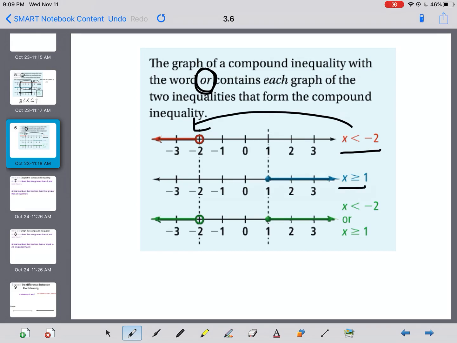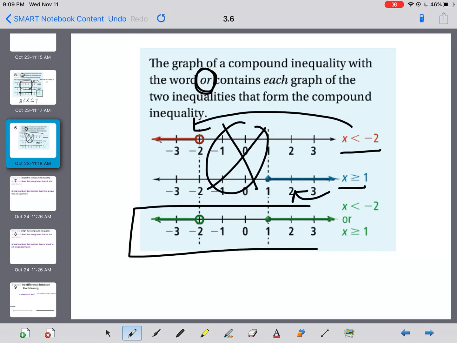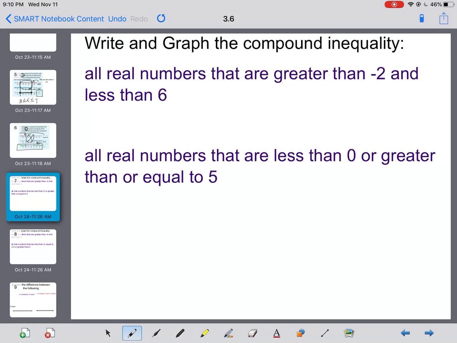Now, if your compound inequality has the word or, that means that my two graphs, so x is less than -2, and x is greater than or equal to, those actually have no overlap. This whole section, there's nothing. So in an or compound inequality, that means they can have one or the other, and when they're graphed on a number line, they're actually going to be in two different places facing separate directions.